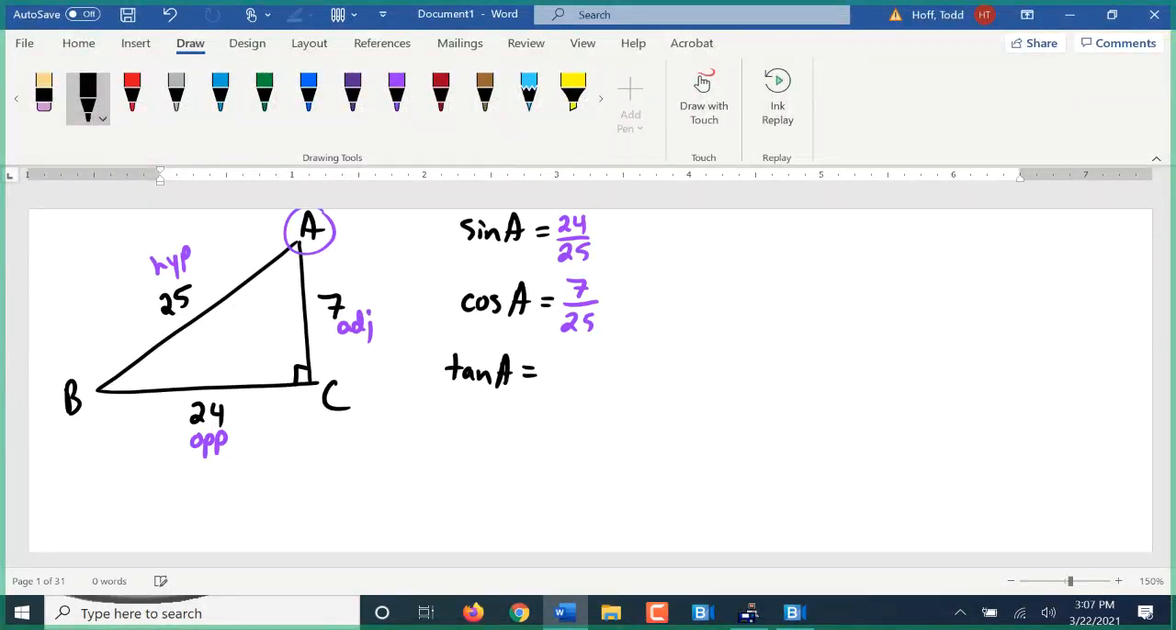Tangent of angle A. Well, tangent is opposite over adjacent. So for this triangle, angle A, tangent would be 24 over 7. Otherwise known as 3.42857.